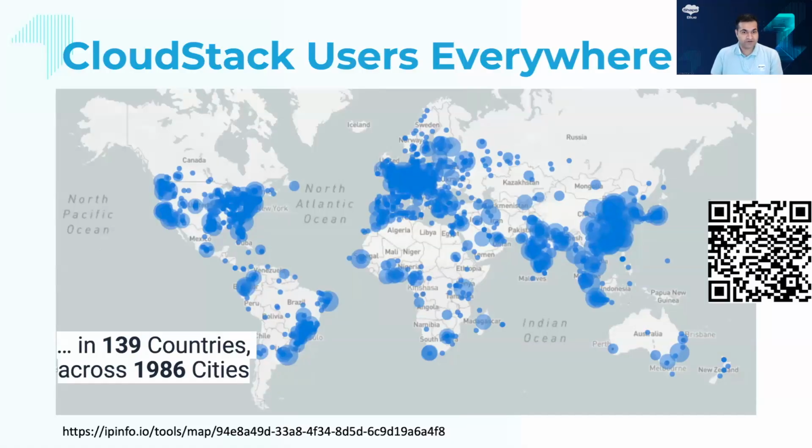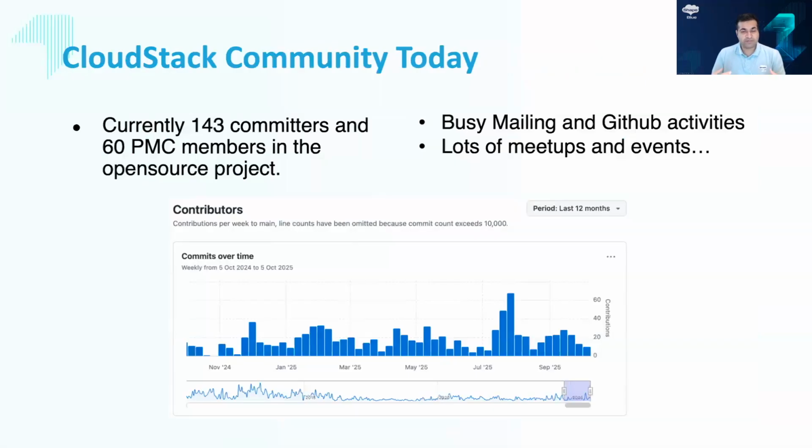There's a nice QR code if somebody wants to scan, and it will take you to a link where you can zoom in and out and see in which city or place you can find your nearest CloudStack user. The CloudStack community today is a diverse user-led community. We have hundreds of active committers and PMC members who shepherd and lead the open source project. We have a very busy and active mailing list. We have a lot of activities going on GitHub. Here in the graph, you can see commit activity over the span of the last 12 months.